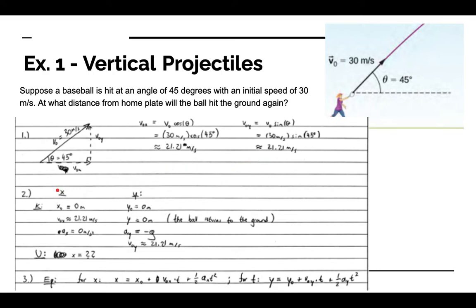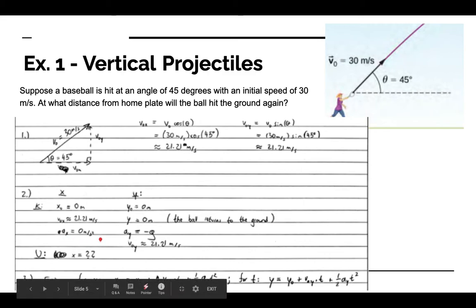So now we go to step 2, we write down our knowns and unknowns. We know in the x direction, we always start measuring from a position of 0. We know our initial horizontal velocity is 21.21 meters per second, and we know our horizontal acceleration is going to be 0, again because there's nothing influencing our motion in the horizontal direction.